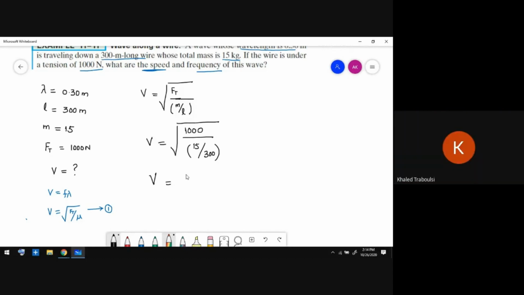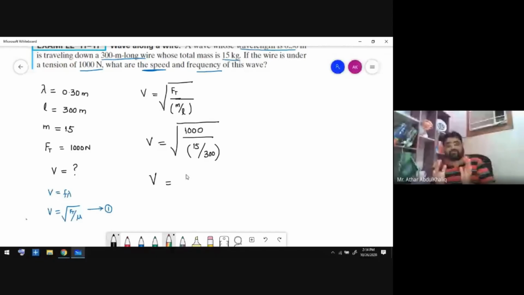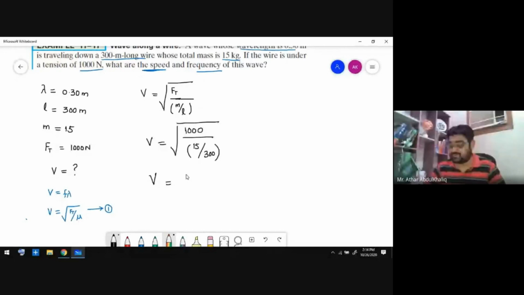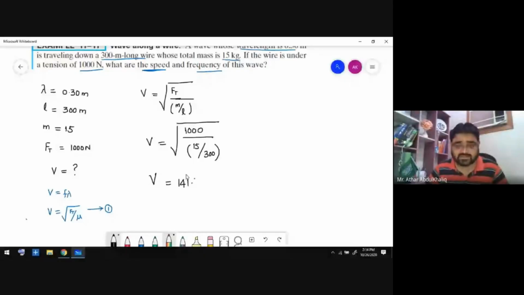Use the calculator wisely. 100. Wherever I put the parentheses, use parentheses. Yes, please. 141.42. Yes, this is the correct answer. 141.2 meters per second.